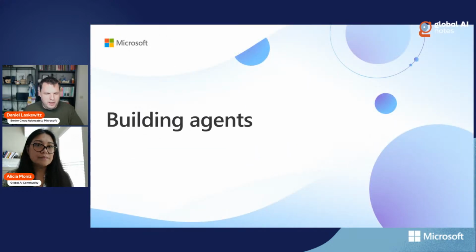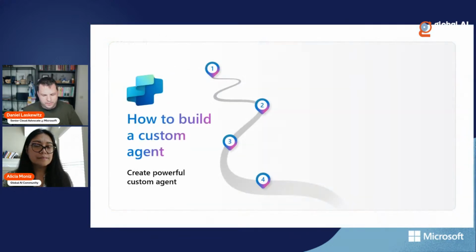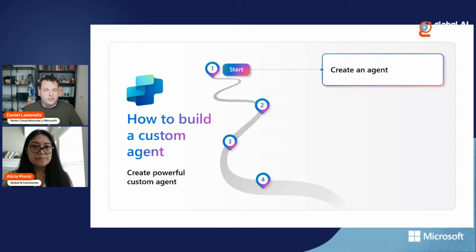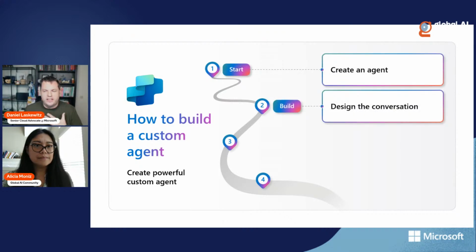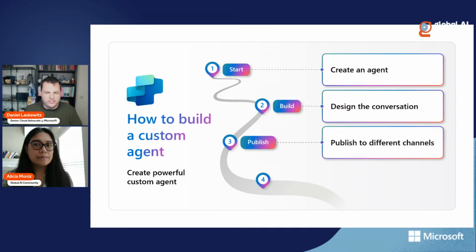So let's talk about how to build an agent. First, of course, you can start by creating an agent. Then you can design the conversation. So you can add topics to your agent. You can add data to your agent. So if you want to, for instance, include data from a public website, or you want to get it from somewhere else, you can do that as well in the step to design the conversation.